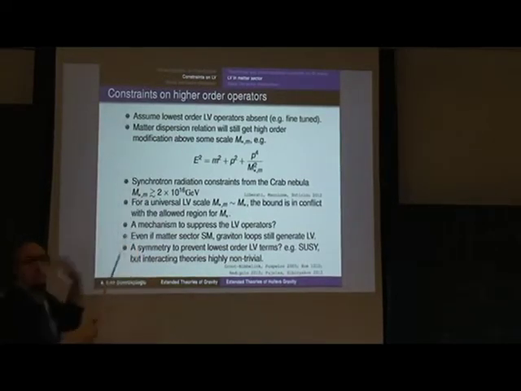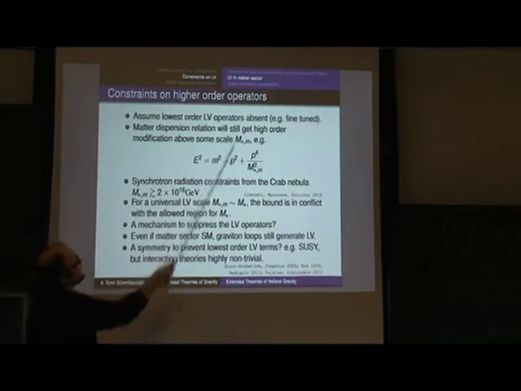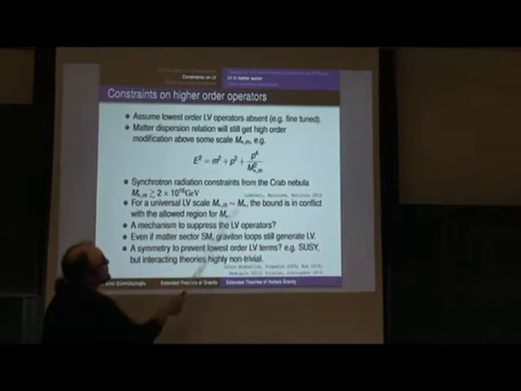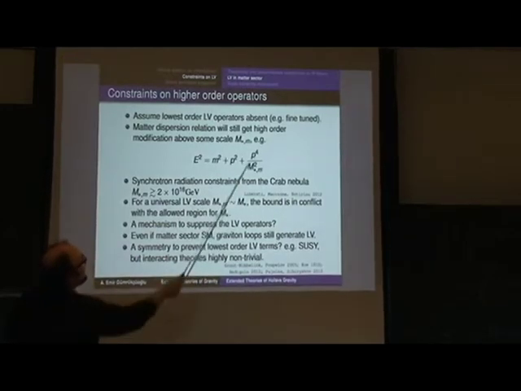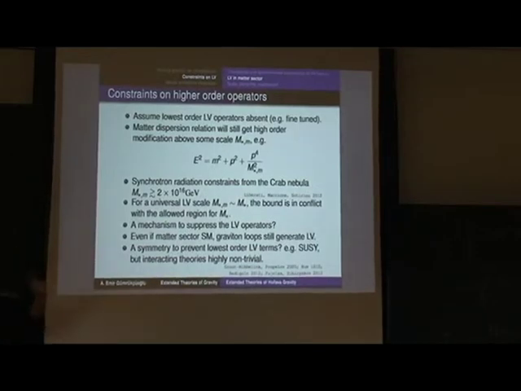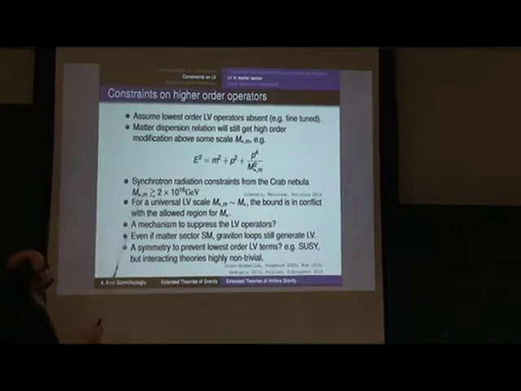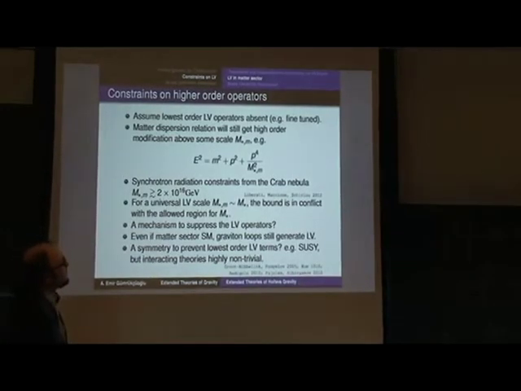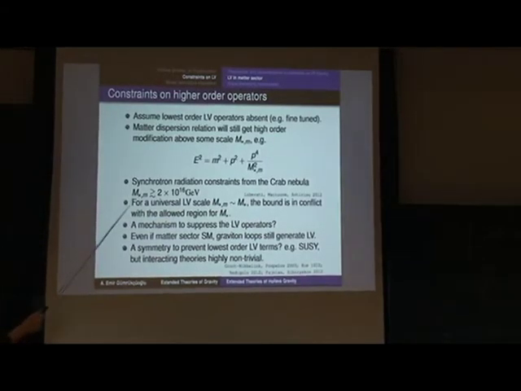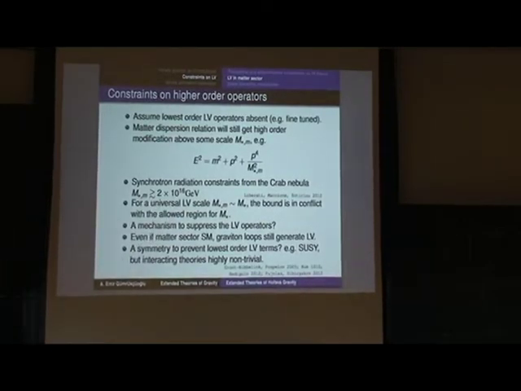or somehow there's some mechanism that suppresses the lowest order Lorentz violating operators, you might still get Lorentz violating operators that are generated in the matter sector at higher dimensions. So you might get, for example, a dispersion relation like this, where this M star is this effective scale of Lorentz violation in this matter sector. And considering the synchrotron radiation constraints from the Crab nebula, Liberati, Maccione, and Thomas obtained a lower bound on this scale, which is at about 10 to the 16 GeV.